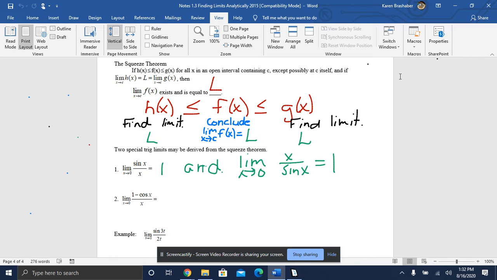And the second limit that comes up because of the squeeze theorem is the limit as x approaches 0 of 1 minus the cosine of x over x. That limit equals 0. And again, I remember that one because the cosine has an O in it, and the O looks like a 0. The reciprocal of that is also true. So the limit as x approaches 0 of x over 1 minus the cosine of x is equal to 0.